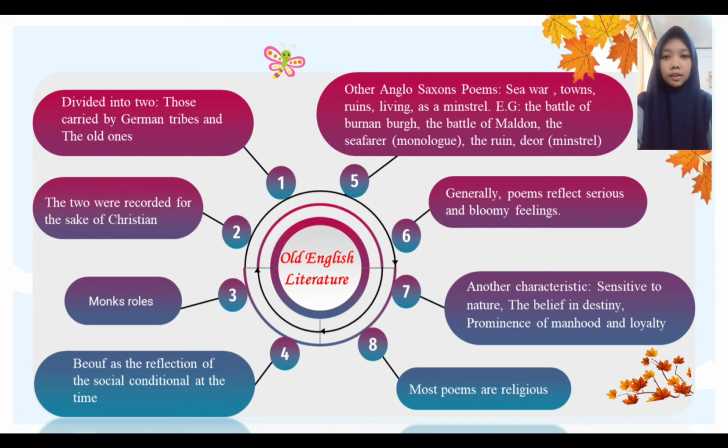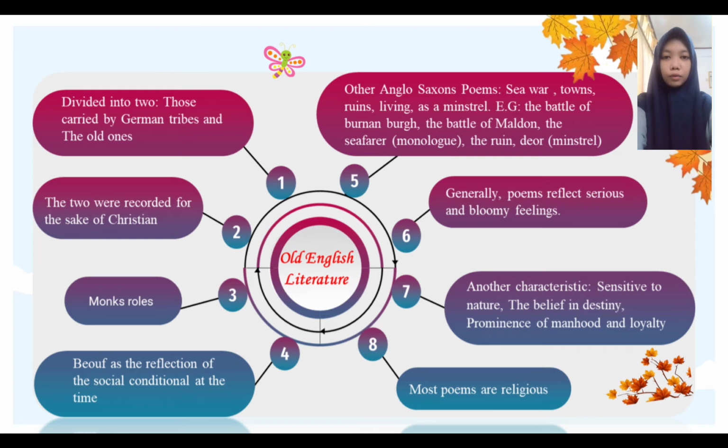Next is Old English literature. It is divided into two: those carried by the Germanic tribes, and the later ones. Old English literature can be divided into two groups. The first group is the literature brought by the Germanic tribes from their home countries on the European continent. The second category is the literature created after the tribes settled on the British Isles.